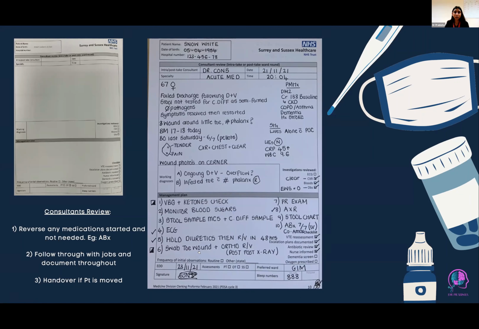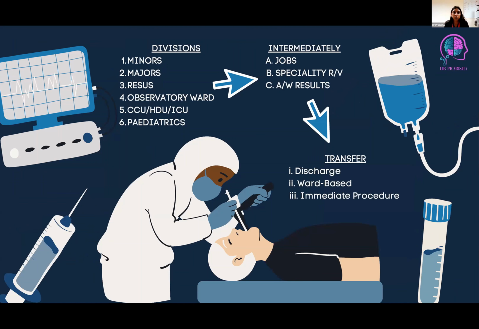Sometimes the consultant's plan is different to the plan that the previous doctor has done, so you probably want to cancel it out and just see how it goes. So the divisions in A&E could be either minors, majors, resus or an observation ward, which means that the patient is there for 24 hours and then after review they can go home, so they don't actually get transferred anywhere else.